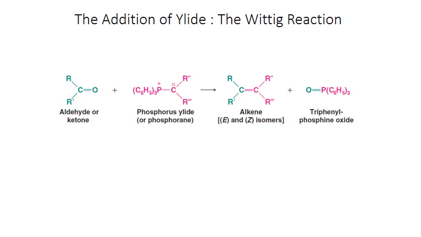Addition of ylide to aldehydes or ketones: the Wittig reaction. A general reaction is summarized by the shown equation. Aldehyde or ketone plus phosphorus ylide gives alkene as Z and E isomers, plus triphenylphosphine oxide.